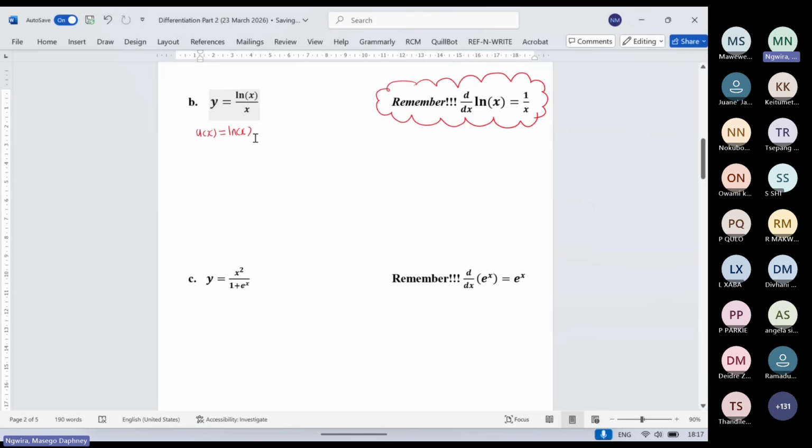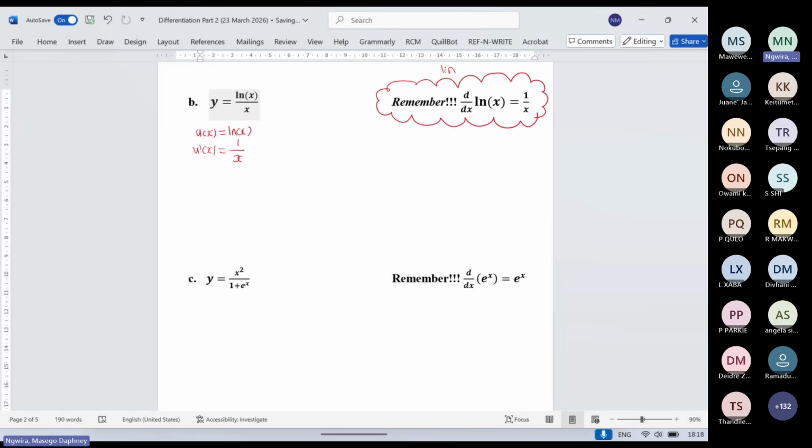So to differentiate ln of anything, it is going to be 1 over whatever is next to it. We call it ln, and we pronounce it as "lean." This ln is "lean." Just say lean. And then we derive. So I'm going to derive this. So u prime of x is going to be equal to 1 over x.